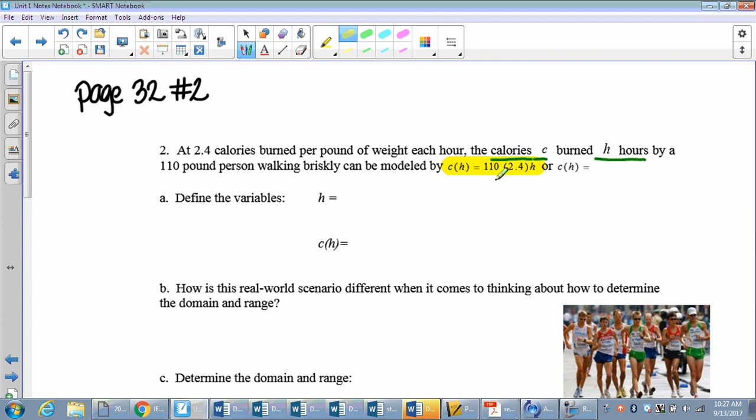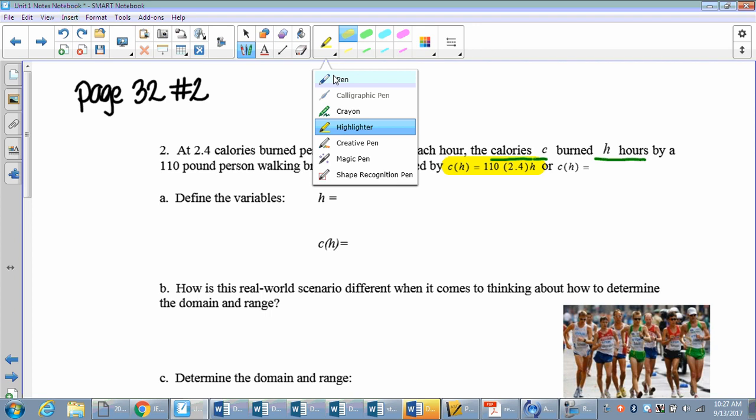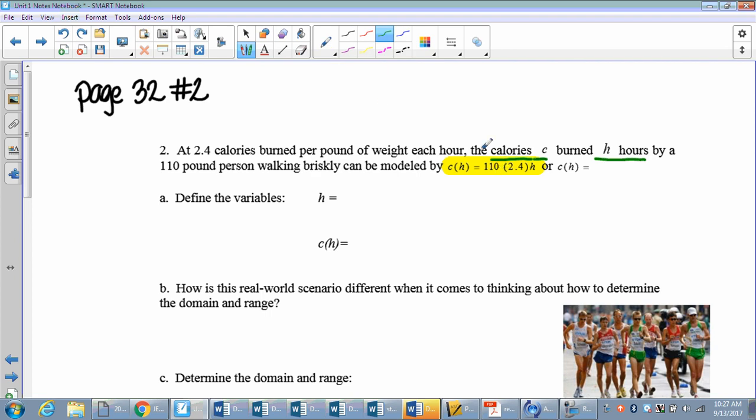Well, when I take a step back and I look at this model, I see that I can actually do 110 times 2.4. So let's do that, 110 times 2.4. And if you didn't get your calculator out yet, go ahead and press pause, go get it, so that you can do the math with us. When I do 110 times 2.4, I get 264. And then H is still there. So our model has now become a little more simplified. C of H equals 264H.